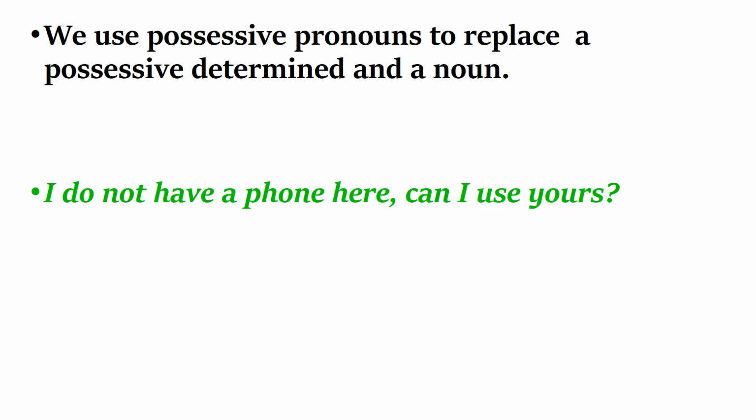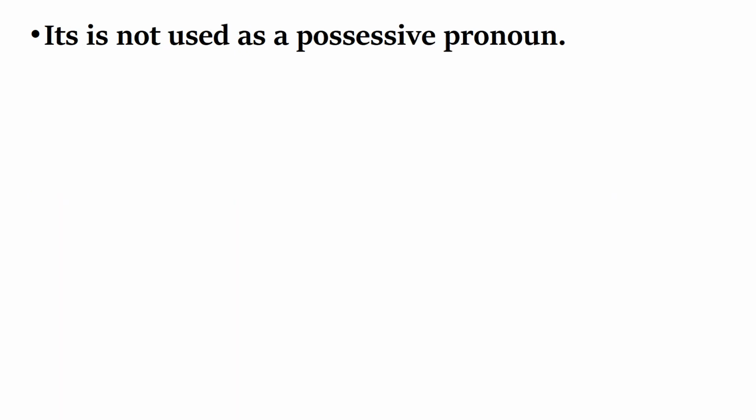We use possessive pronouns to replace a possessive determiner and a noun. Example: I do not have a phone here, can I use yours? In this sentence, the word yours is used instead of your phone. Pay attention that it's is not used as a possessive pronoun.